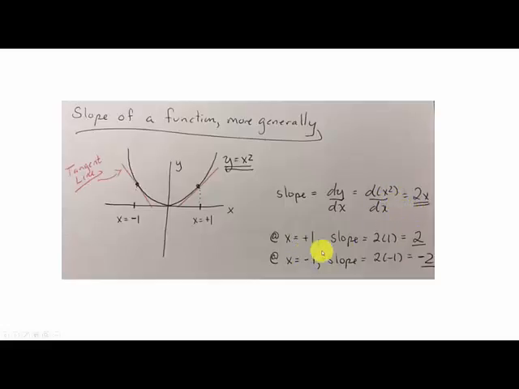And what that means now is I've got a general function, 2x, that gives me the slope of all tangent lines to this curve. So if I wanted the slope at x equals 1, I would use my first derivative, 2x, and I would pop in x equals 1, and lo and behold, the slope is 2. At x equals negative 1, I get a very different slope. 2 times negative 1 in this case is negative 2.